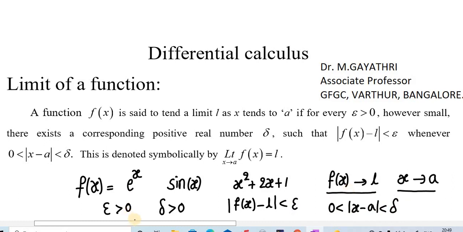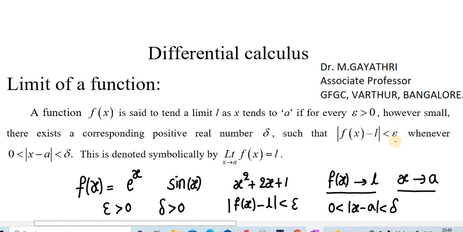So, once again, f of x tends to a limit L as x tends to a if for every epsilon greater than 0, this epsilon is a very small positive quantity. Corresponding to this epsilon, there exists one more positive real number, that is delta. That means delta also greater than 0. These epsilon and delta are such that modulus of f of x minus L less than epsilon.